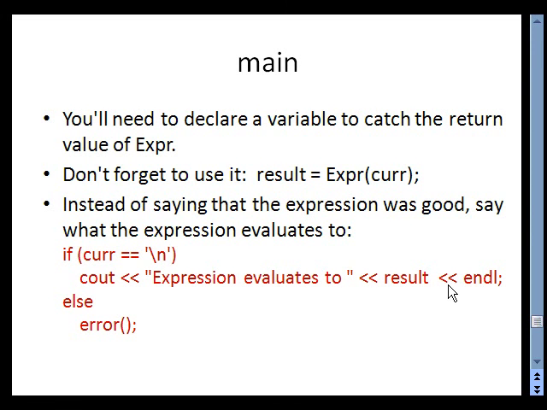Remember, you have to separate all your little pieces with these operators. And the same thing, if current is not a new line, then something happened and there's a syntax error in your expression. So this doesn't change. This is just like it was before. And then at the end of main, you should say return 0, just because that's a good practice for a C++ programmer.